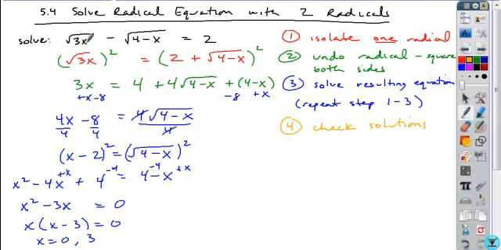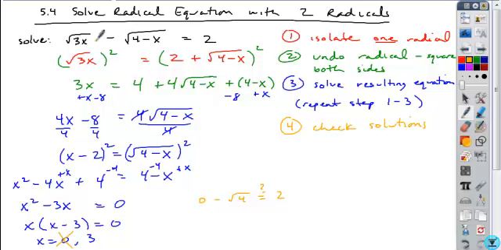Okay, so when we plug in a 0, we get the square root of 3 times 0, which is 0, minus the square root of 4 minus 0. Does that equal 2? Can you take away a value from 0 and be left with a positive? No. So we know that that's not going to work.